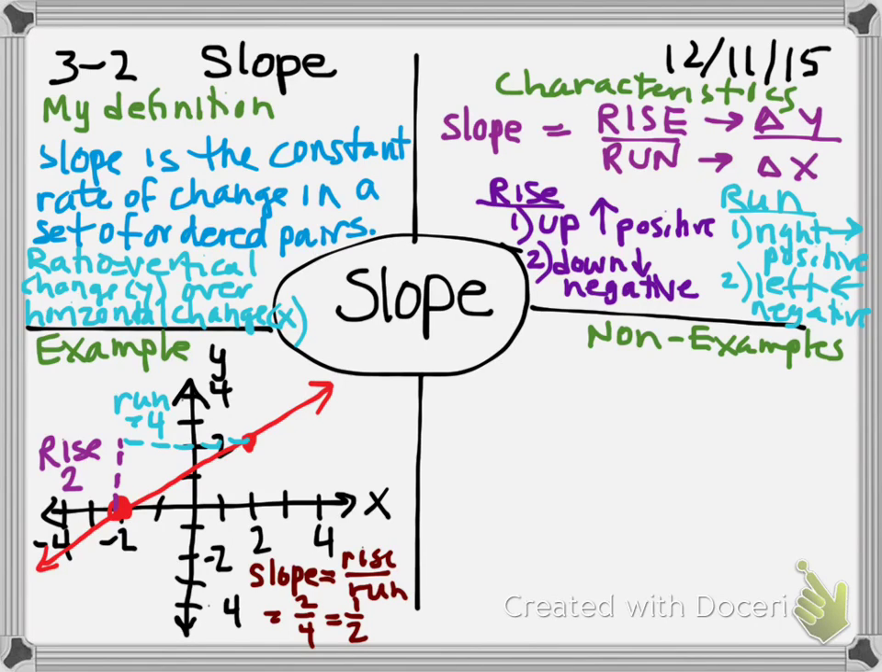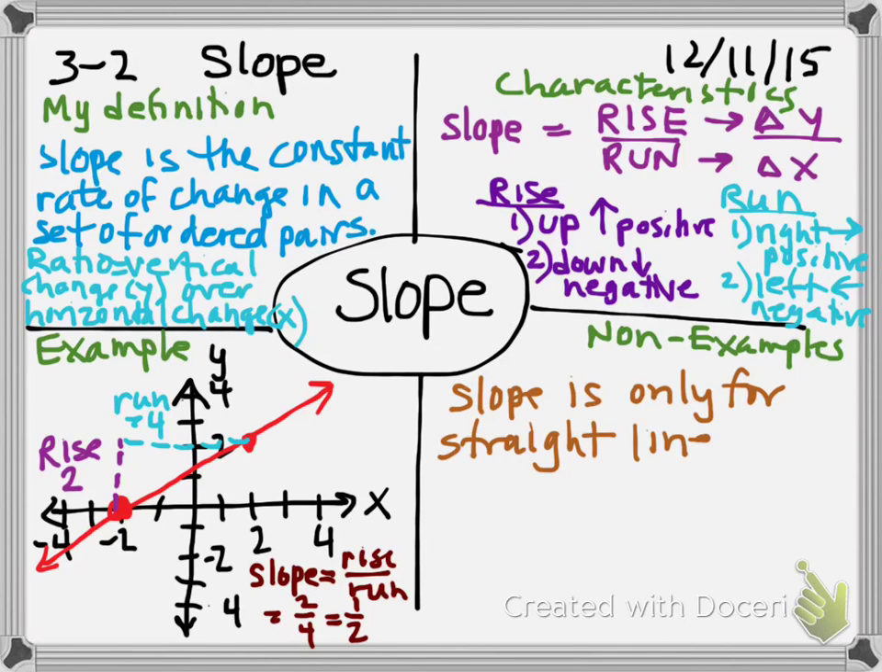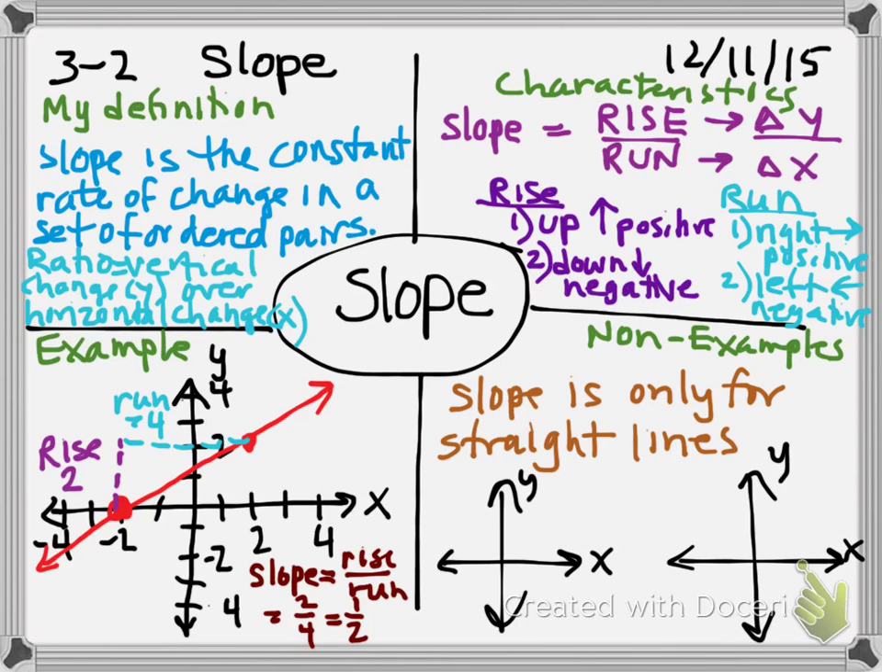Okay? So some non-examples: slope is only for straight lines. So anything with a curve we can't do slope on. For example, I'm going to give you 2 quick little diagrams. These would be 2 examples that we would not be able to use slope on when there's a curve like that or like this. Okay, so it's only when we have a straight line are we able to use this idea of rise over run.